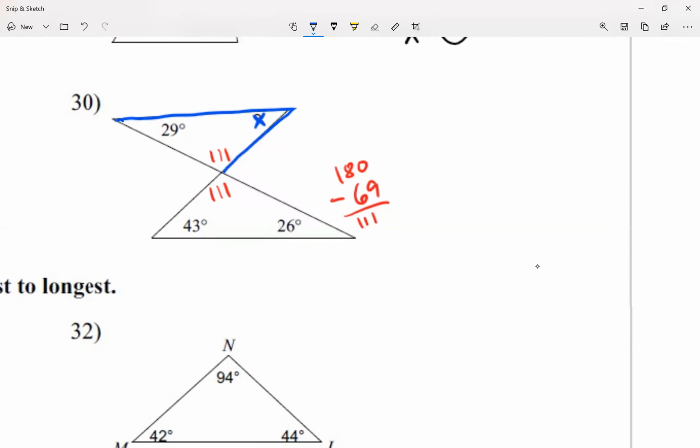I see this triangle. I know two angles, right? 29 and 111. I know those two angles. If I was to add 29 plus 111, that's 140. Subtract that from 180 because all three angles are equal to 180. So that gives me 40. Cool. I just found the value of x.